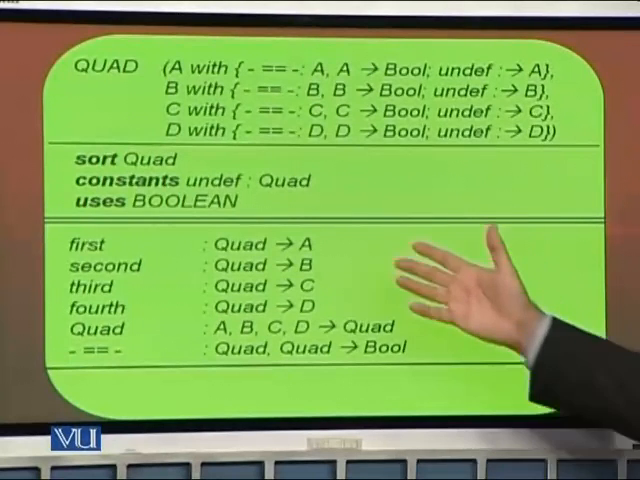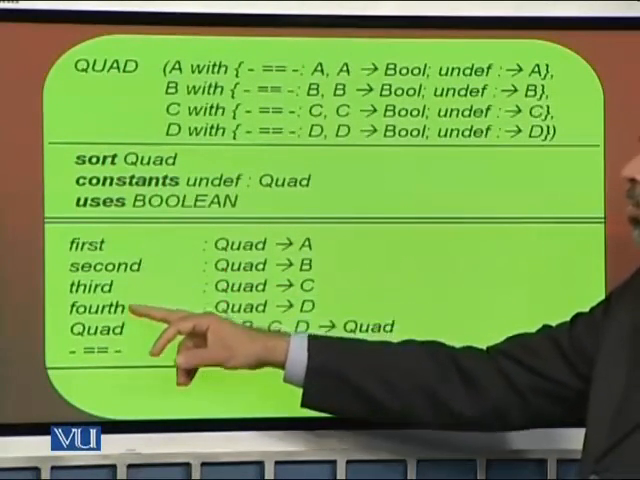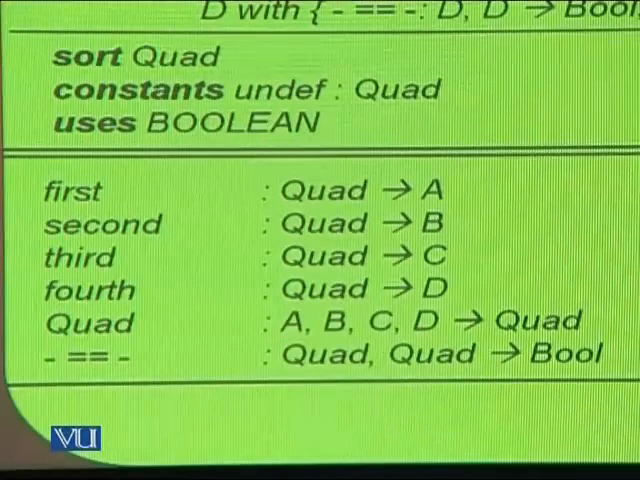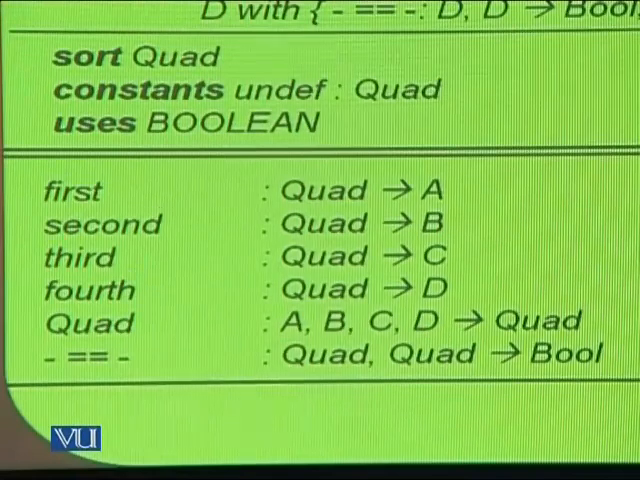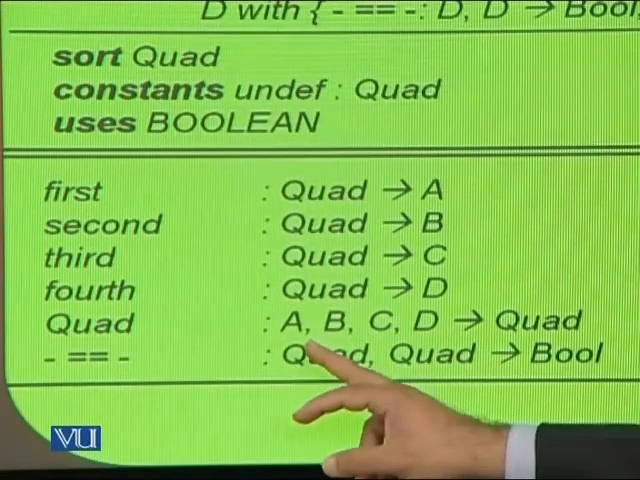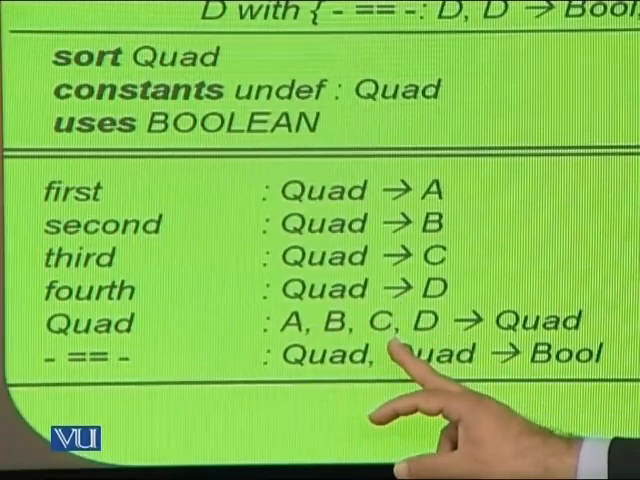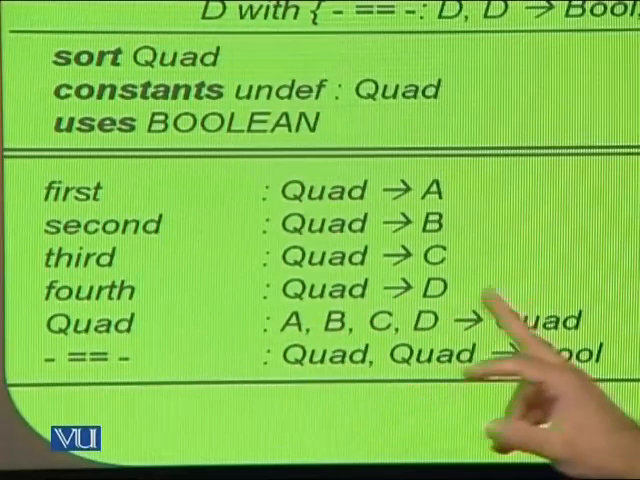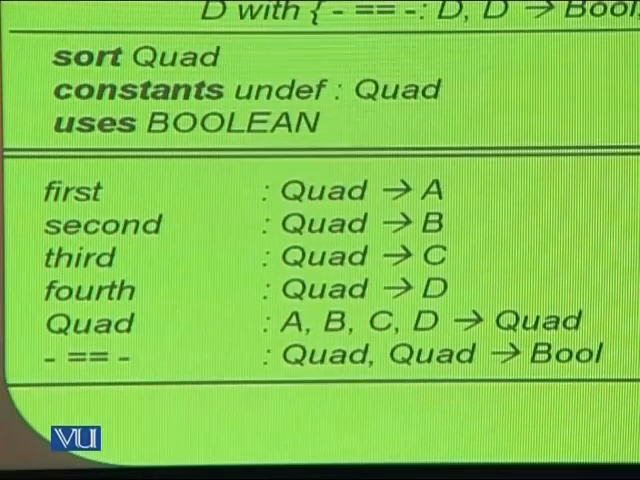And we have now 4 parameters. So therefore, we have 4 operations: first, second, third, and fourth. And we have this quad which takes 4 parameters. First of type A, the second one of type B, the third one of type C, the fourth one of type D, and it gives us a quad.